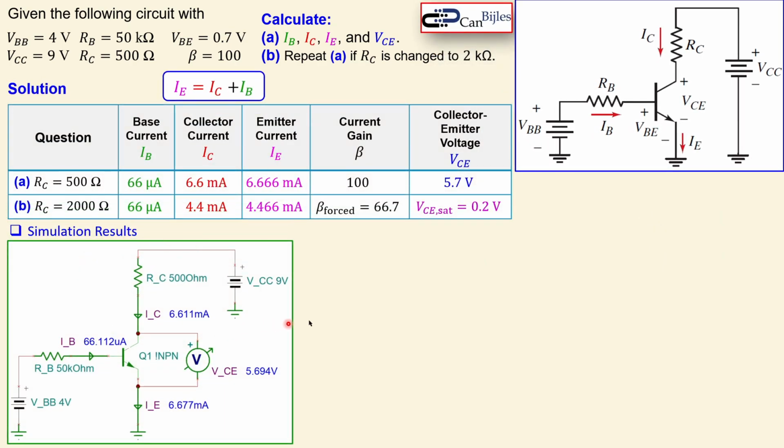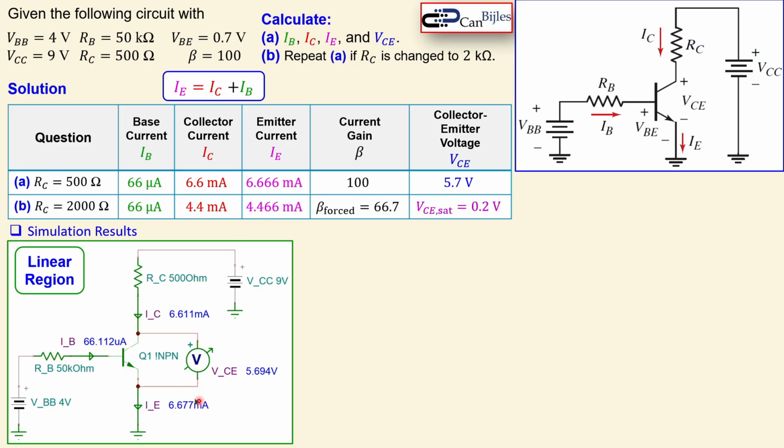This is the first case, for the linear region of operation. You can see the RC, RB, everything is in here, and I also measured the voltage across these two nodes. This is the BJT NPN transistor. You can see the values here, the currents in each branch and also the voltage. If I look at this row, it is approximately 5.7, which is very close to what we have calculated.